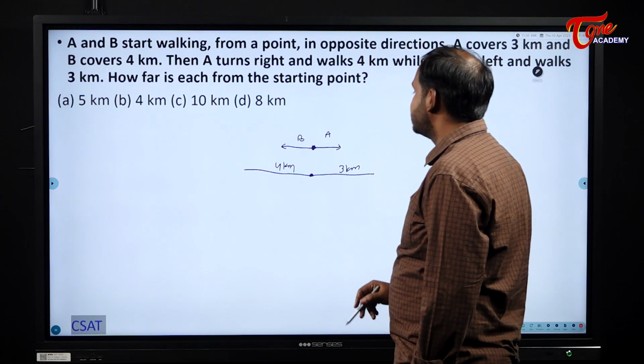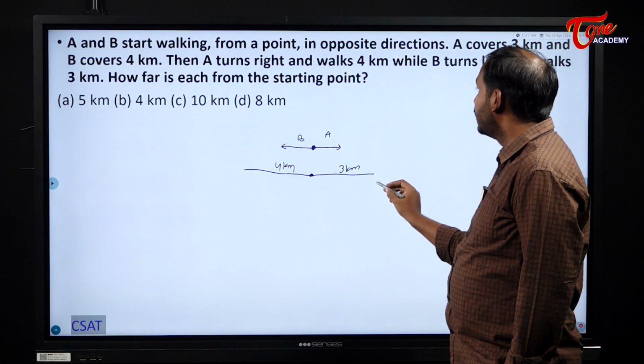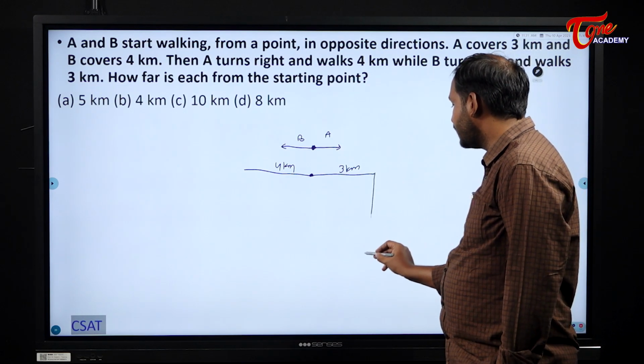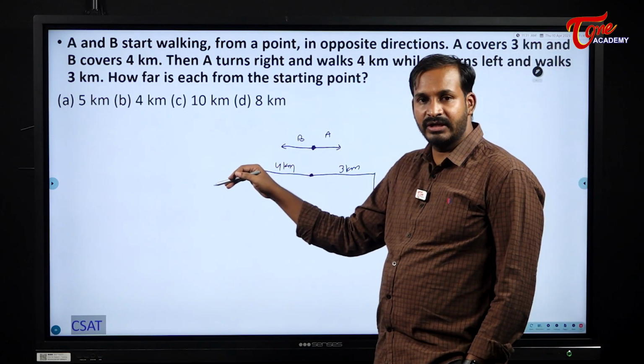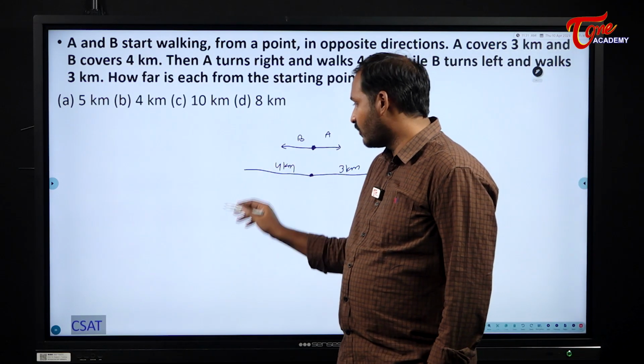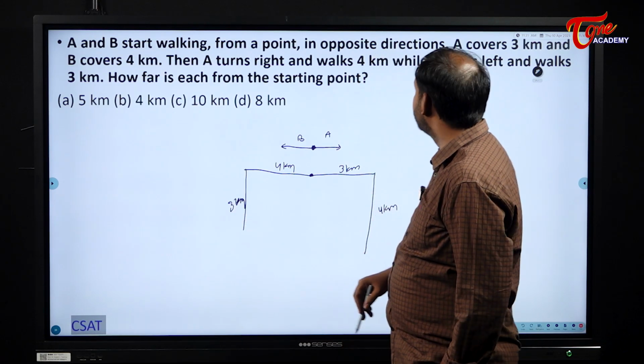Then A turns right. The person moving in this direction turning right means downward, and walks 4 kilometers. While B turns left. The person moving in this direction turning left means downward, and he walked 3 kilometers.